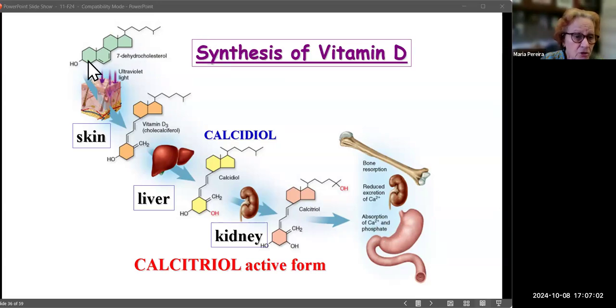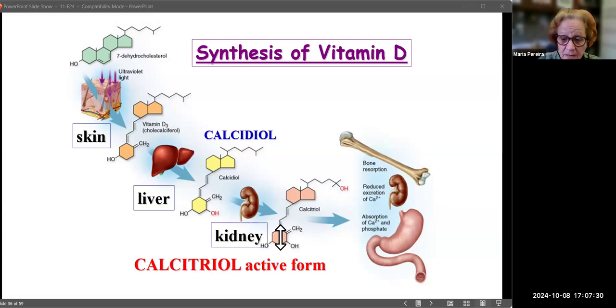So vitamin D, you know that it's produced at the skin, the first step. Then there's a step between the skin and the kidney. The vitamin D3 goes to the liver. It's converted into calcidiol, and then the calcidiol goes to the kidney, and it forms the active form of vitamin D, which is known as calcitriol.